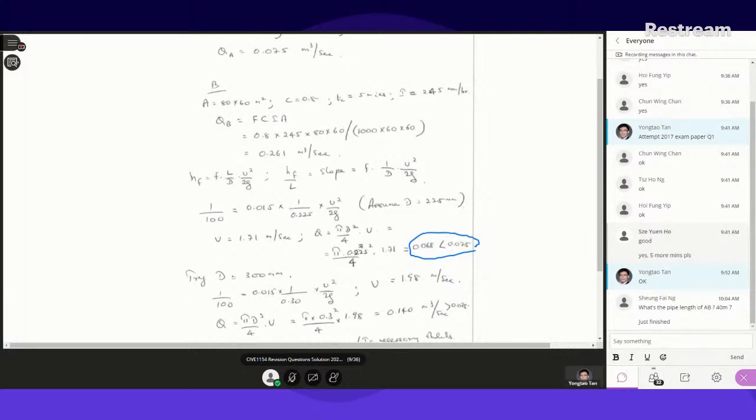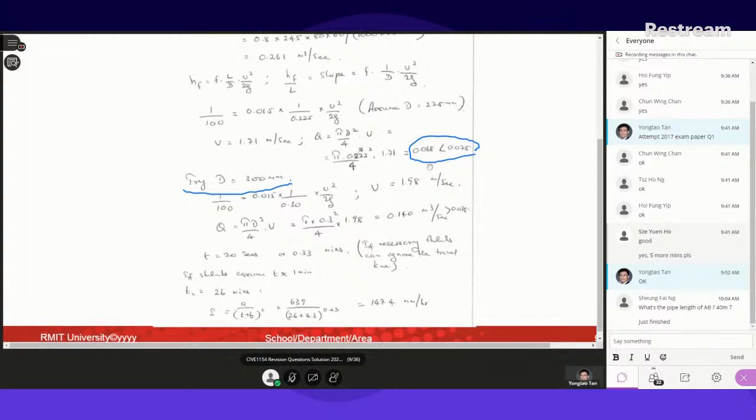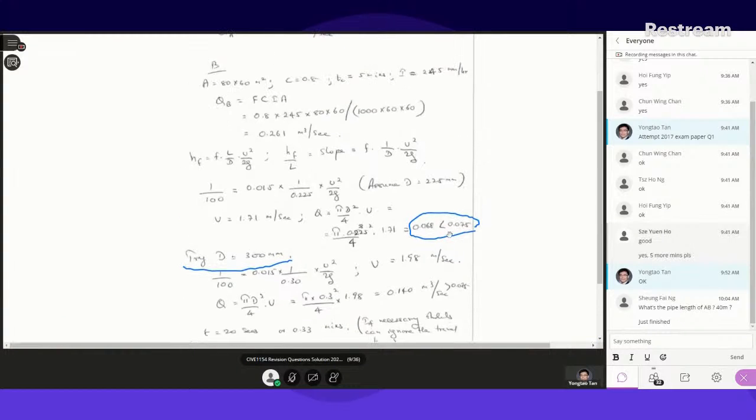So next step, try another pipe size with diameter 300 mm. Similarly, you can get the velocity and the capacity of the pipe, 0.14 cubic meter per second. Now it's okay. So that means the pipe size for the pipe AB should be 300 mm.